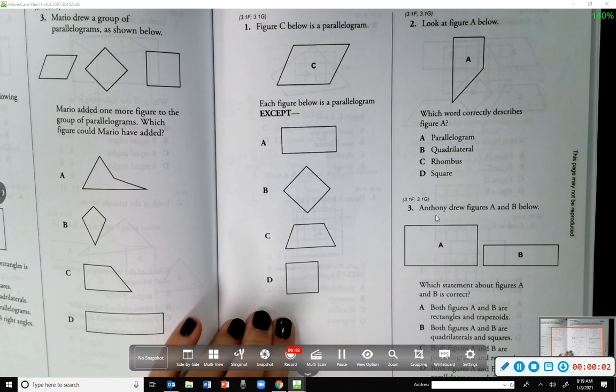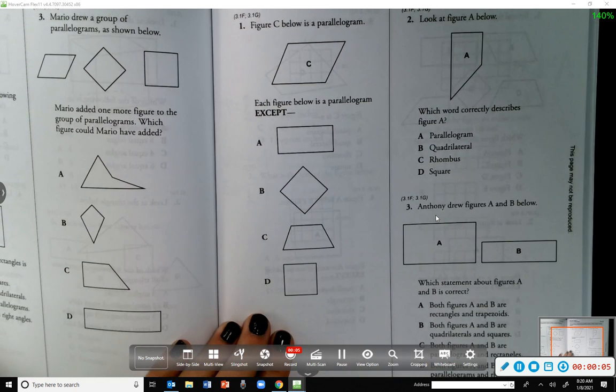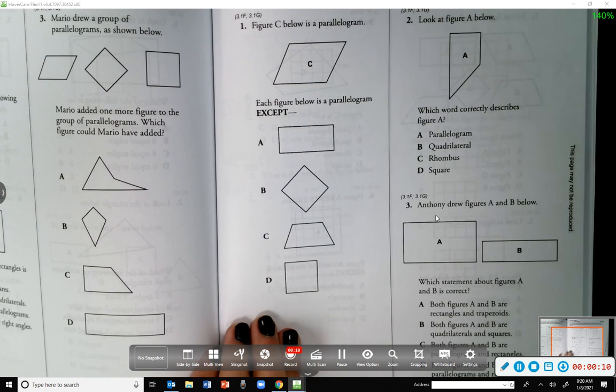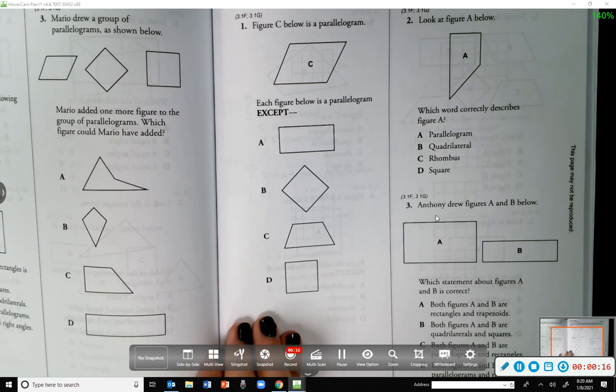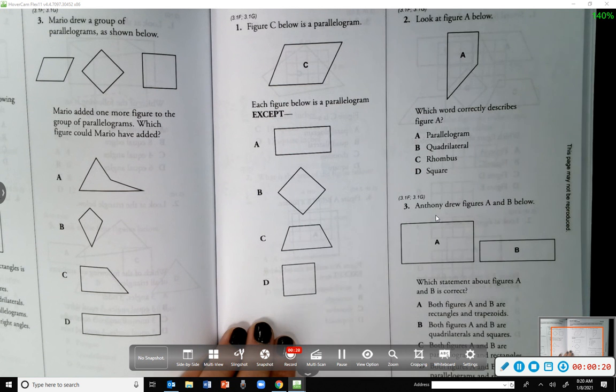Okay, good morning, class. We are going over our warm-up, which today is Friday, January 8th, and we did pages 105 and 106 in our Star Master book. Okay, so number 1 says, figure C below is a parallelogram.